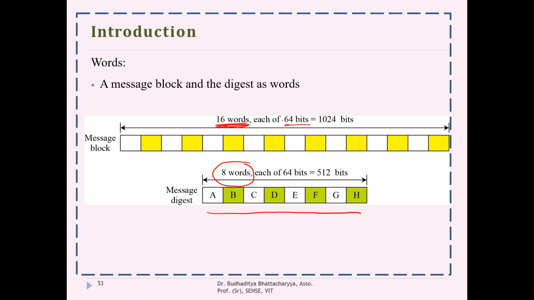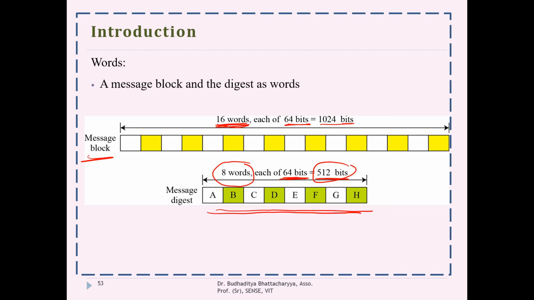So 16 words, each of 64 bits, make it 1024. This is for the message block. And the output, the message digest which will be generated, will be represented as 8 words of 64 bits, which means 512 bits. Remember, in SHA-512 the name itself indicates the message digest length of 512, so don't ever forget this value. If you know 512 and you know 8, you will know that 64 bits is to be used. So it's calculated very easily.